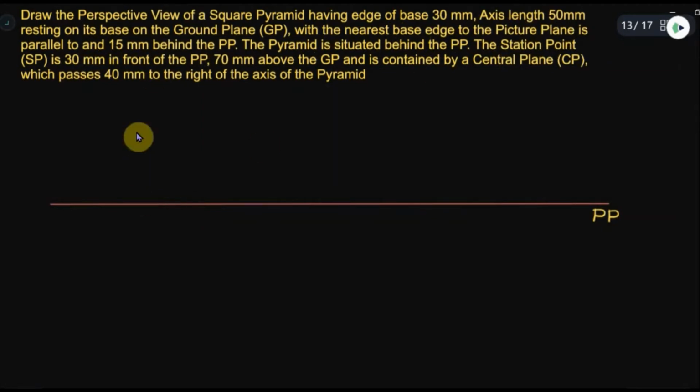So therefore when you draw the square, its nearest edge should be parallel to PP, and also 15 mm behind that. Behind means above this line. So I am going to draw that next.